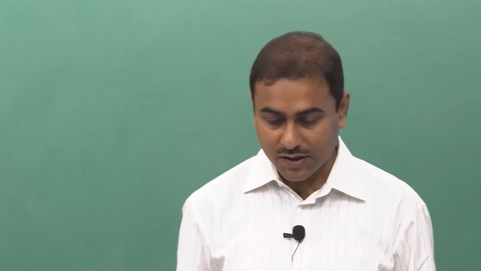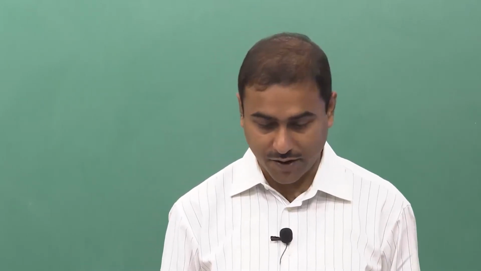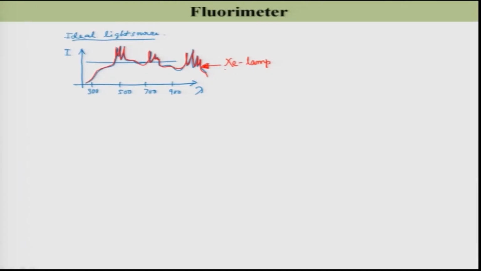Okay, so let us try to do it stepwise. First, let us see how we are going to get the corrected emission spectra. So, now my aim is to get the corrected emission spectrum. If you simply measure in one fluorimeter, that is not going to be the correct emission spectra. You have to do something to get the correct emission spectra.